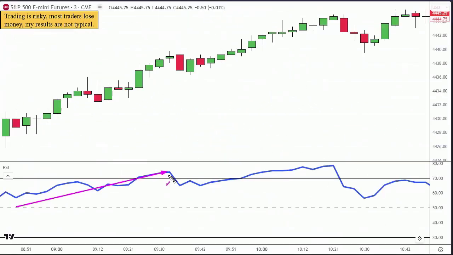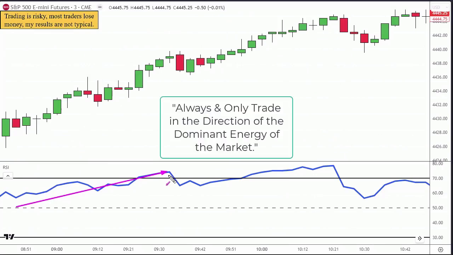In top-down trading, we have a saying. We say always and only trade in the direction of the dominant energy of the market. So the RSI here in this case is sharing with you that the dominant energy of the market is up.